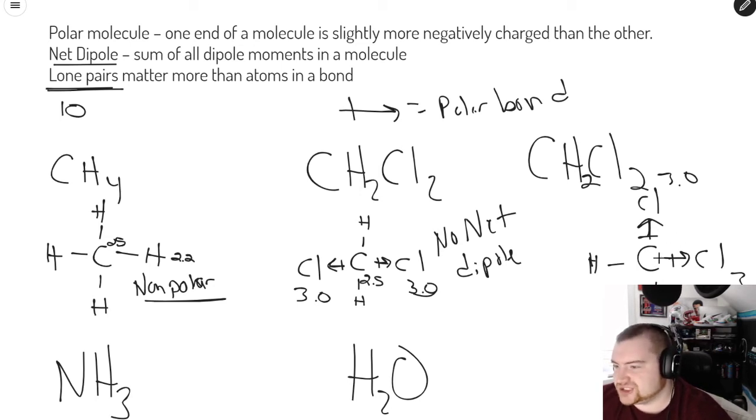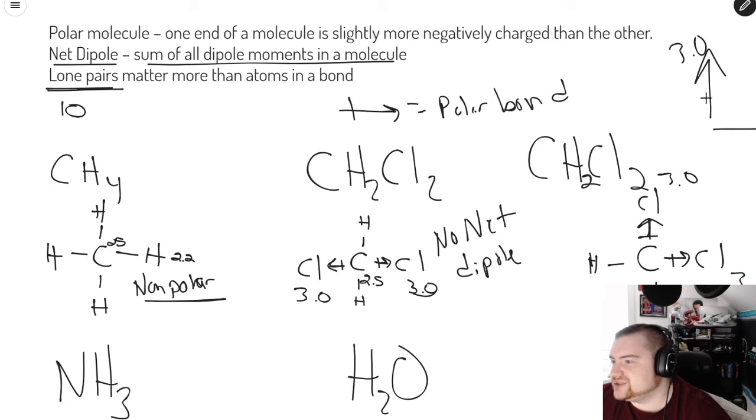The net dipole is just the summation of the two arrows. So, sum of all dipole moments, the dipole moment is the arrow. What you're going to do is say, what's the average between those two? If I'm going up at 3 and I'm going to the right at 3, what is the average between that? It's going to be a 45-degree line here, right? So our net dipole is going to be like that, 45 degrees up and to the right. So this is our net dipole right there. That would be a good enough answer.